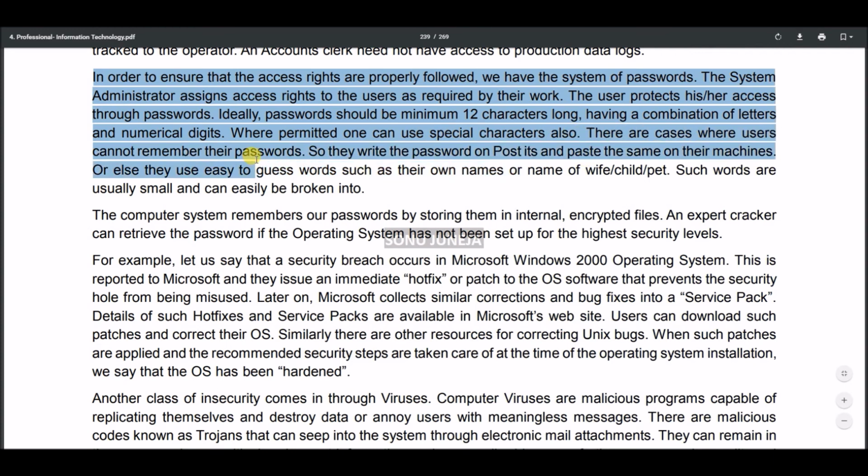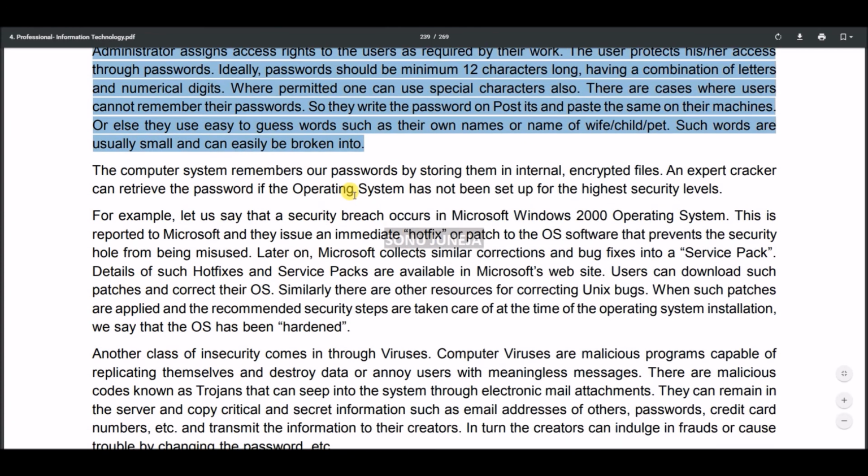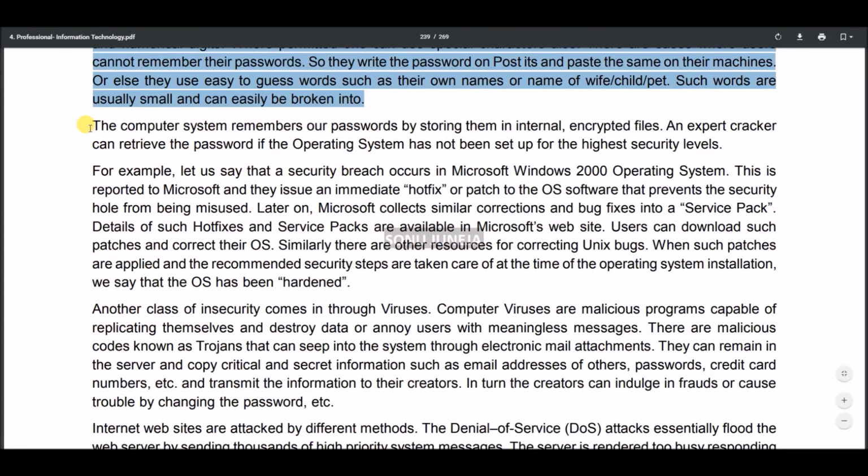There are cases where users cannot remember their password, so they write the password on a post-it and paste it on their machine, or else use guessable words such as their own names, name of wife, child, or pet. Such words are usually small and can easily be broken into. So the password needs to be very specific and something which cannot be cracked.